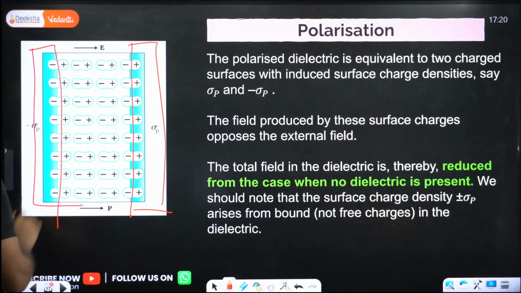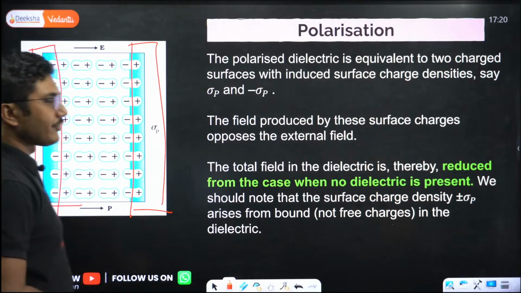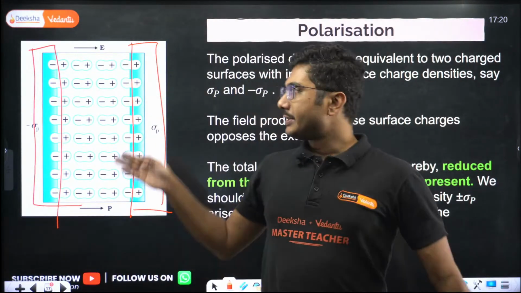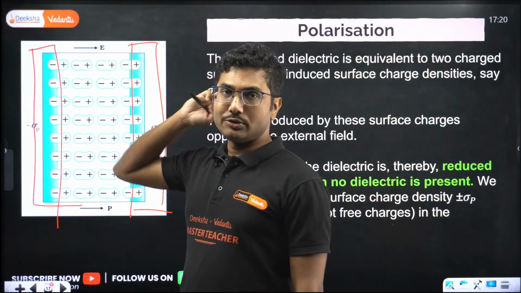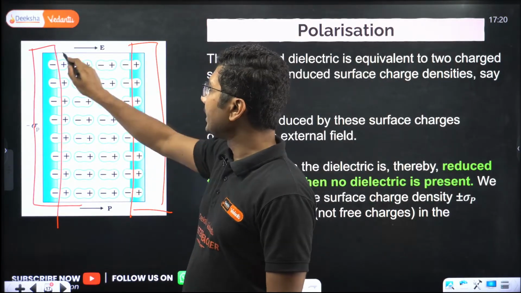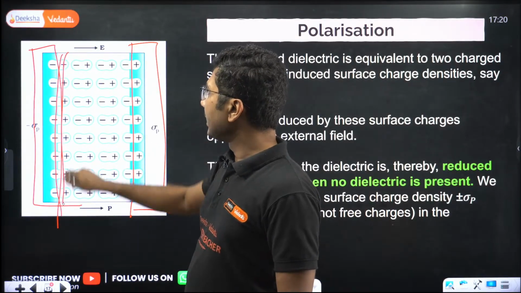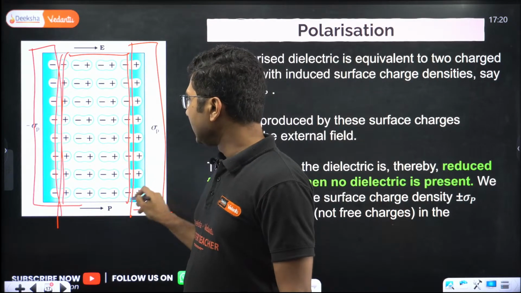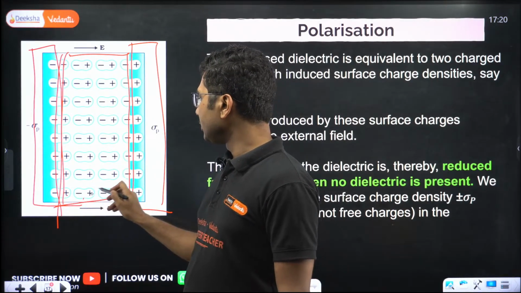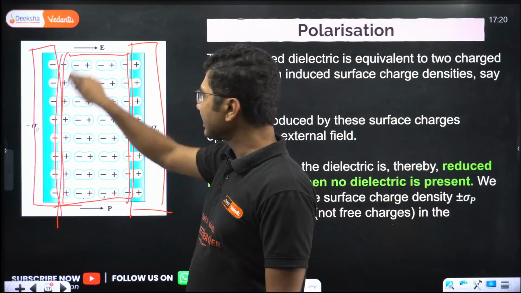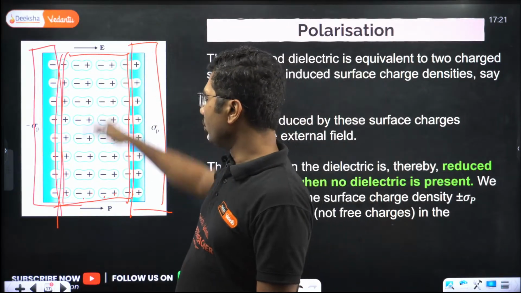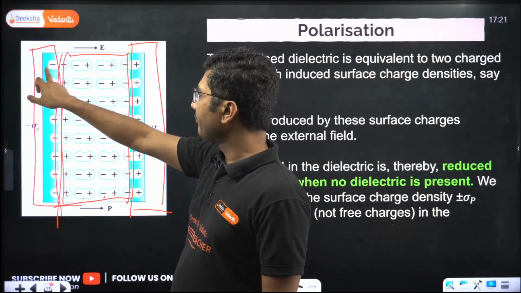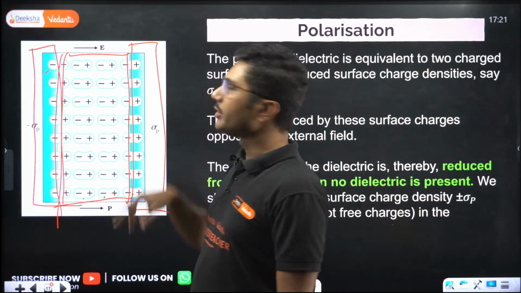So basically you can say that this has a surface charge density sigma p, this has a negative surface charge minus sigma p. As I mentioned, charges do not move, they only realign. So in the central position, all the positive and negative charges cancel each other. In the central zone, positive, negative, positive, negative, they cancel each other. Central zone has no net dipole, no net electric field. So net electric field is between this surface and this surface.